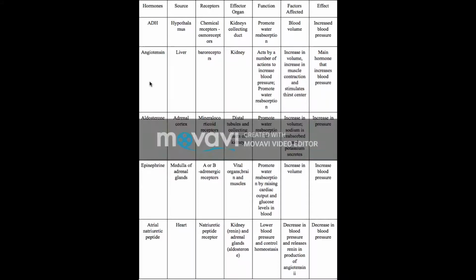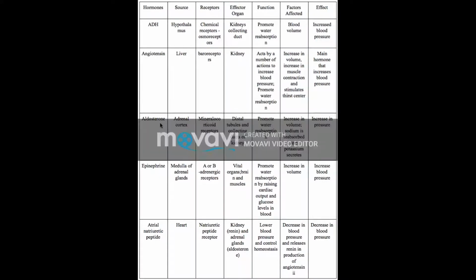This stimulates the adrenal cortex to release aldosterone. It stimulates the thirst center in the brain, causing us to want to drink, and it results in an increase in muscle contraction, an increase in blood pressure, and an increase in blood volume.